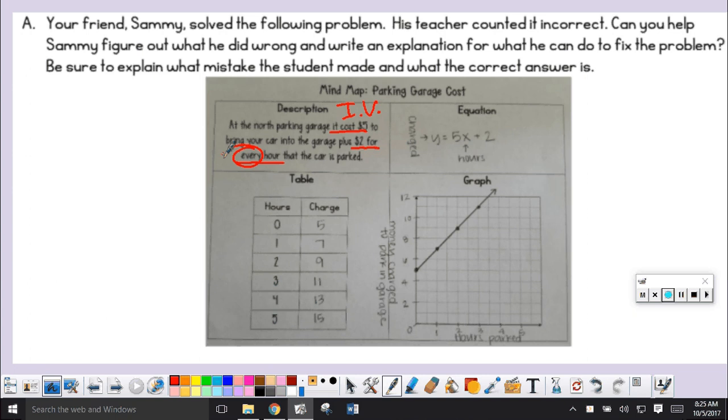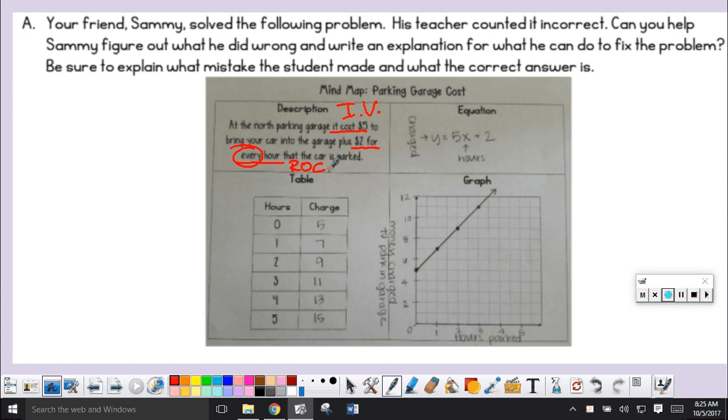So for me, my rate of change is 2. I'm not going to write this off to the side because I want to make sure that I have enough space for my work. And every hour, so the number 2 is my rate of change. Alright, so I'm just going to go straight down and look at the table. For 0 hours, I have to pay $5.